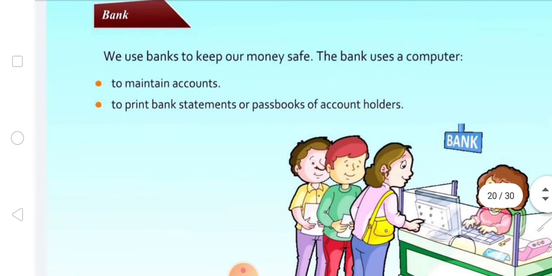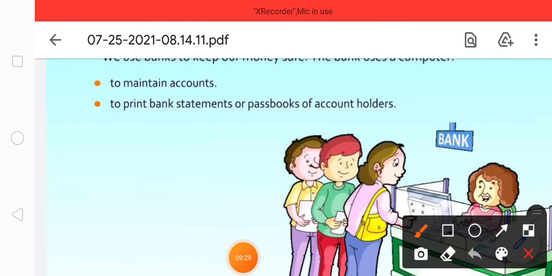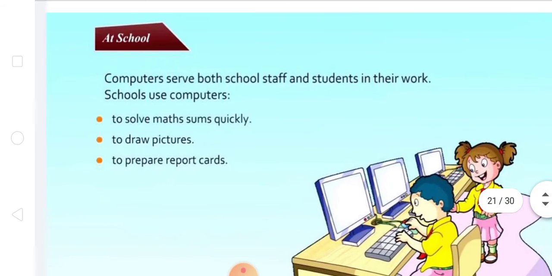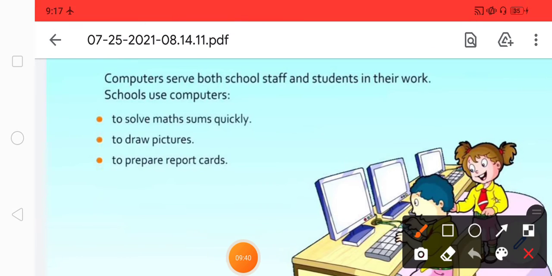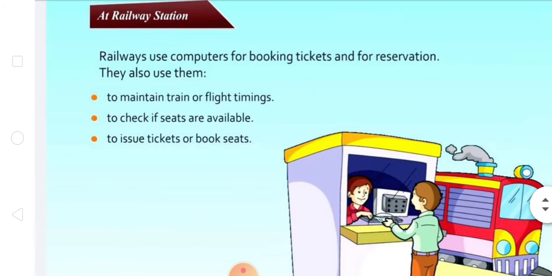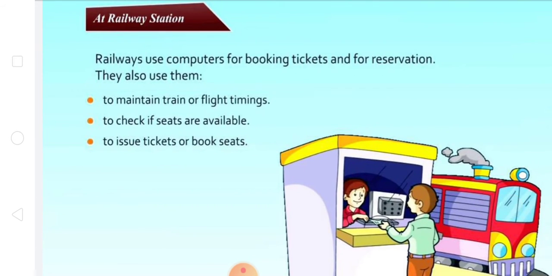So last one we see the bank. So in the bank the computer is used to maintain accounts, to print bank statements, or passbooks for account holders. In school we see here the computer is used to solve math sums quickly, to draw pictures, to prepare report cards, etc. And if we say a lot, in many ways in the school the uses of computer are shown.